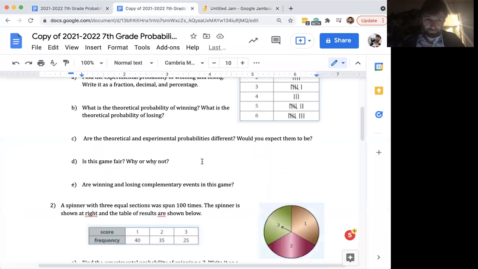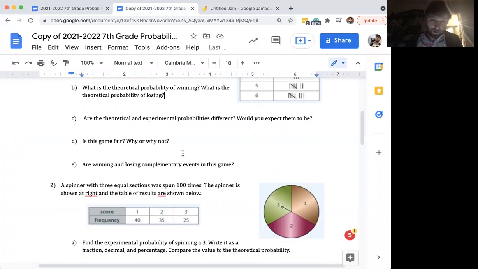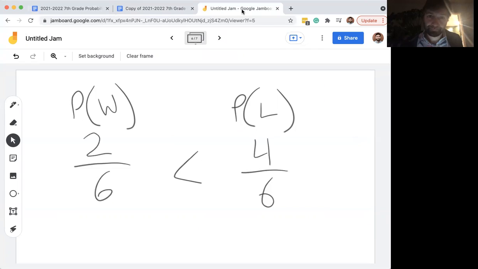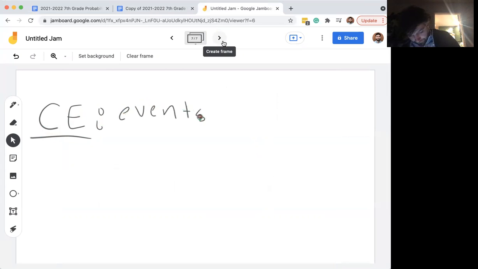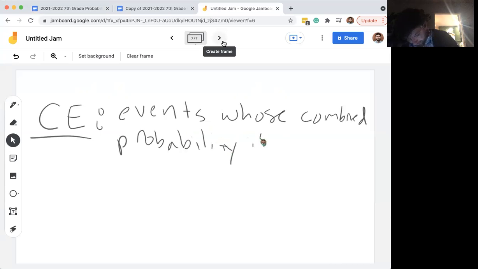And now lastly, are winning and losing complementary events? So complementary events, I'm just going to put it as CE right now, are events whose combined probability is 100%. Okay, so that basically means either one would happen or the other. There's no other options.